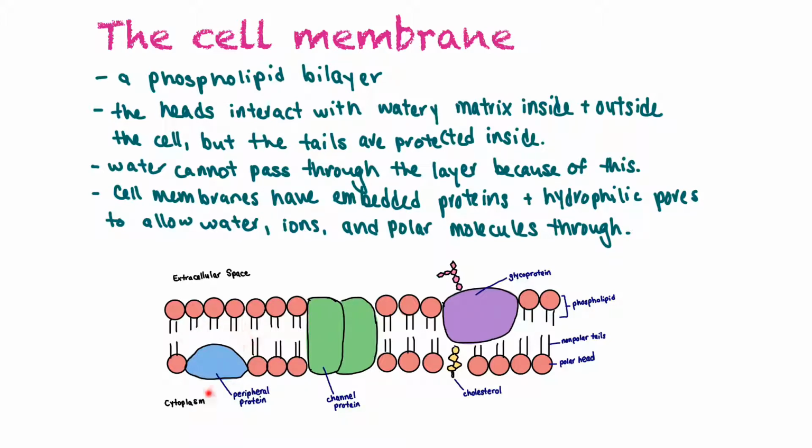And then we have a bunch of proteins that embed themselves into the membrane. So this one is called a peripheral protein. So it's just on one side of the membrane. It doesn't go across the membrane. This is a channel protein, so it goes all the way through, and it would have a pore or some sort of carrier mechanism that will carry the molecule through.